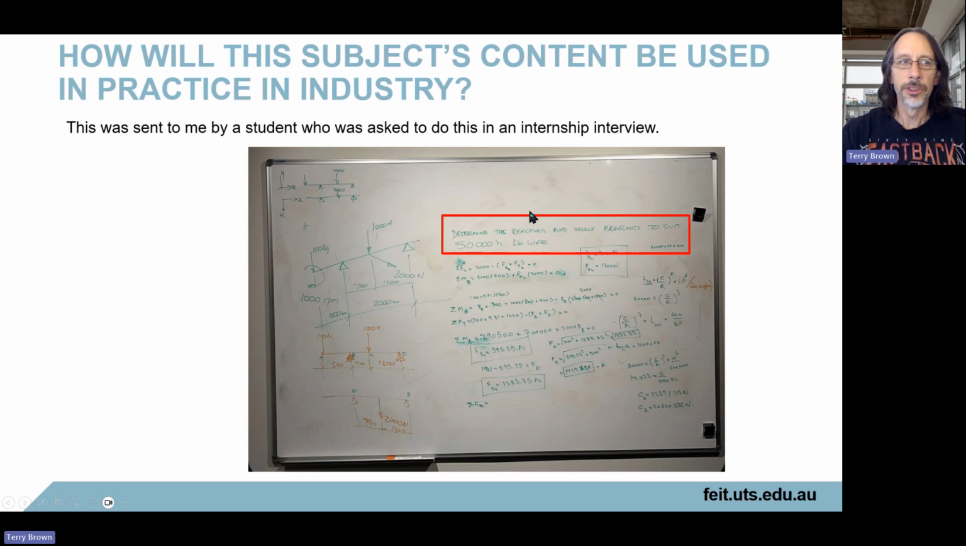and the interviewer asked them, if we had a shaft here with a weight here rotating at 1,000 RPM, these loads here, how would you select the bearings to suit 50,000 hours of L10 life for this application? And they had to do that in the interview. And you can see some calculations here that the student did to try and answer that question. So yeah.